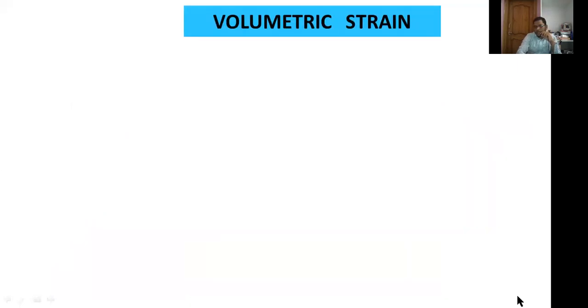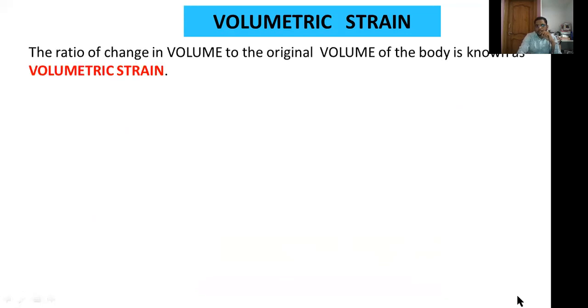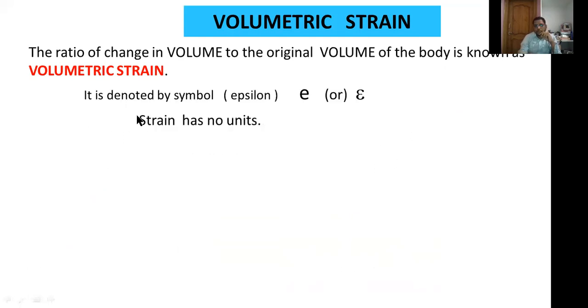Now the last topic is volumetric strain. The ratio of change in volume to the original volume of the body is known as volumetric strain. Okay, it is also denoted by the symbol epsilon. Volumetric strain also has no units.